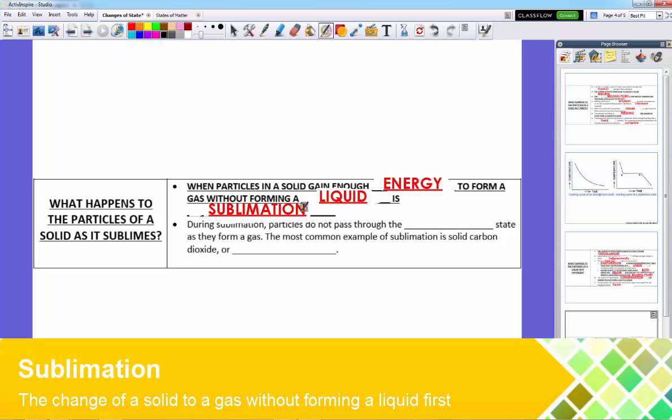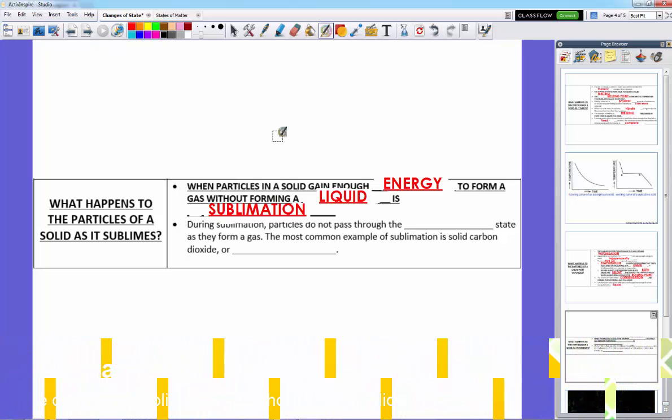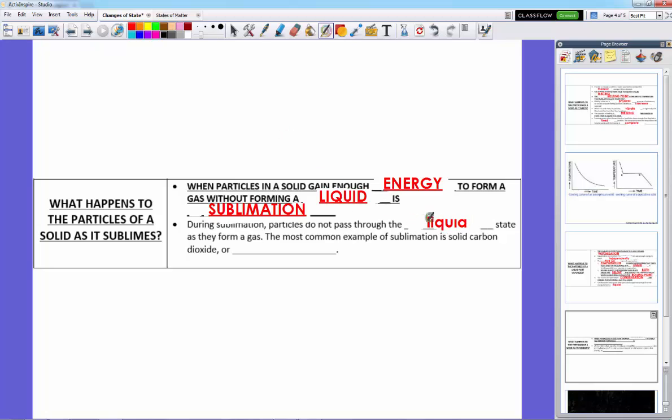Now, where we're at in Louisiana, it almost never snows, so we don't see this. But for people up north, you know that when it snows, you can have a foot of snow, and next thing you know, you've lost a couple inches of snow. And that's because the thermal energy from the sun warms up the surface of the snow enough for those water molecules to jump off and go directly into water vapor. And so what happens is during sublimation, the particles don't pass through the liquid state as they form a gas. What essentially happens is they warm up so quickly.